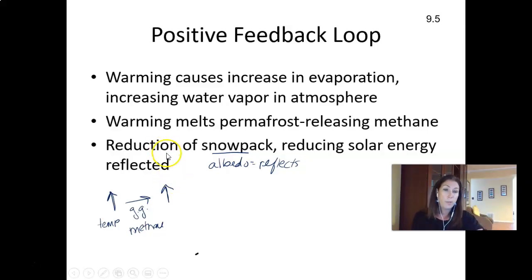So global warming is a classic example of these feedback loops. Both of these feedback loop types can be in play, both negative and positive. It's just which one is dominant. And it does appear that the positive feedback loops are the dominant loops currently because our global temperatures are increasing.